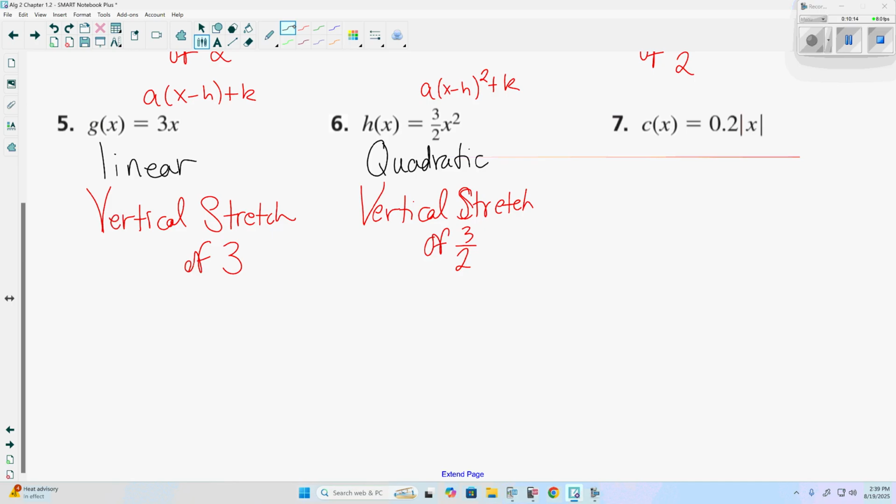Number 7, 0.2 times the absolute value of x. Well, the function is in absolute value. Kind of gave it away. Yes?